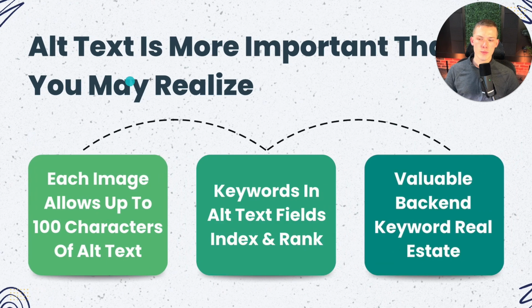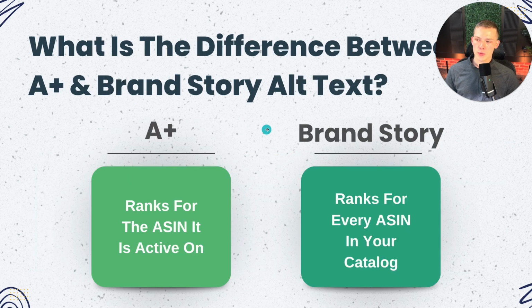Alt text is more important than you may realize because each image allows up to 100 characters of alt text, and all of the keywords that you place in these fields are both indexed and ranked by Amazon. It's therefore a very valuable backend keyword real estate. It can be used exactly the same as your generic keyword field, the intended use, etc., all of the other backend keyword fields.